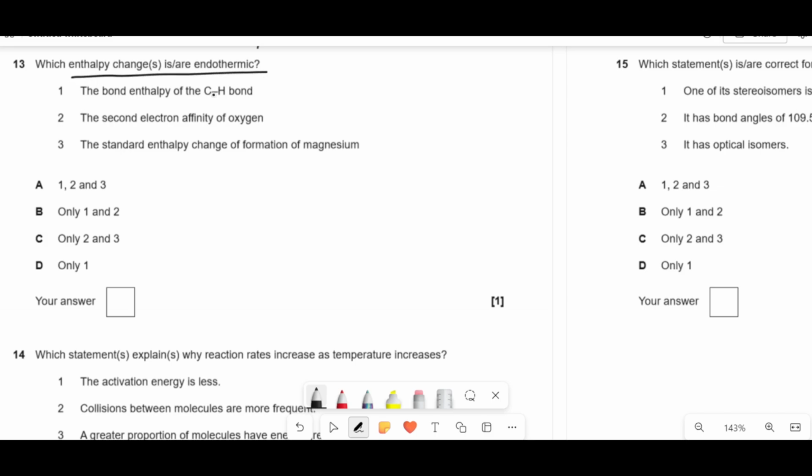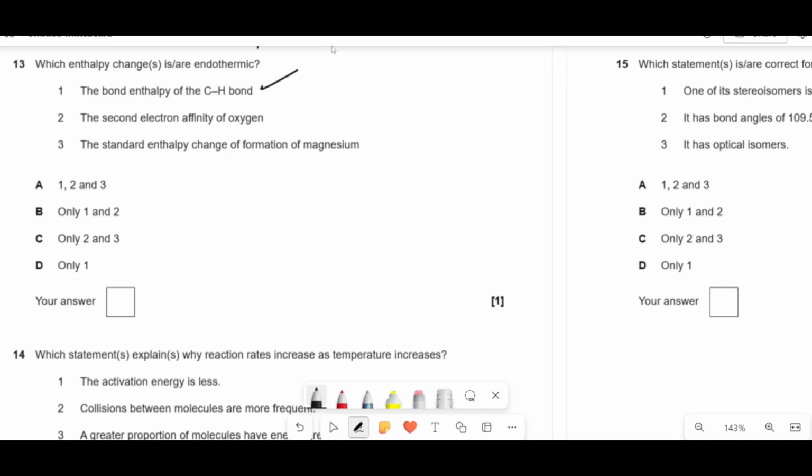Then it says, which enthalpy changes are endothermic? So endothermic means you're putting energy into something. So it's usually when you're breaking a bond, you've got to put energy in. So that's why it's bond breaking. Exothermic is where energy is released, so it's the opposite, so it's going to be bond making, right? So which one of these are endothermic? So number one, bond enthalpy is the mean energy required to break 1 mole of a particular bond, whatever, right? So immediately that's one of them.